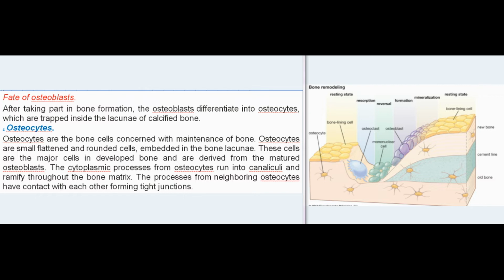of calcified bone. Osteocytes. Osteocytes are the bone cells concerned with maintenance of bone. Osteocytes are small, flattened and rounded cells, embedded in the bone lacunae. These cells are the major cells in developed bone and are derived from the matured osteoblasts. The cytoplasmic processes from osteocytes run into canaliculi and ramify throughout the bone matrix. The processes from neighboring osteocytes have contact with each other, forming tight junctions.